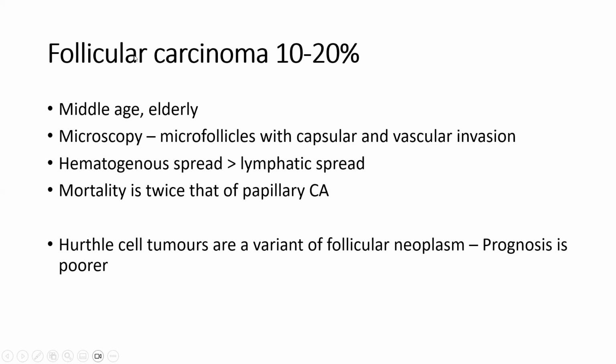So follicular ends with R. R is for red. Blood is red. So the hematogenous spread is more than the lymphatic spread. Remember it like that: follicular ends with R, R is for red, blood is red. Because of this, the prognosis is comparatively poor compared to papillary carcinoma. Mortality is twice that of papillary carcinoma.